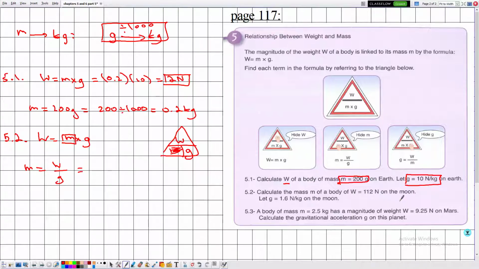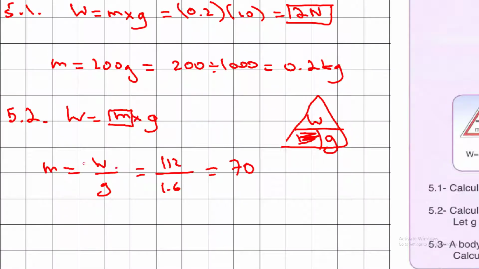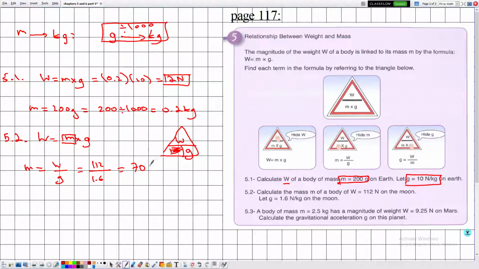Now the value of W is given by 112 in the SI, and the value of G in the SI is given by 1.6. Plugging this in the calculator, it is given by 70. Since everything is expressed in the SI, weight and G, the value of M will be expressed in the SI, which is kilograms. So M is equal to 70 kilograms.